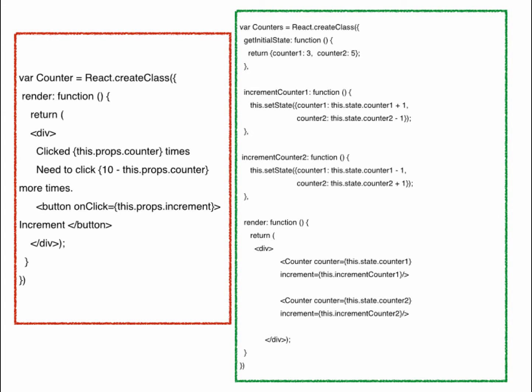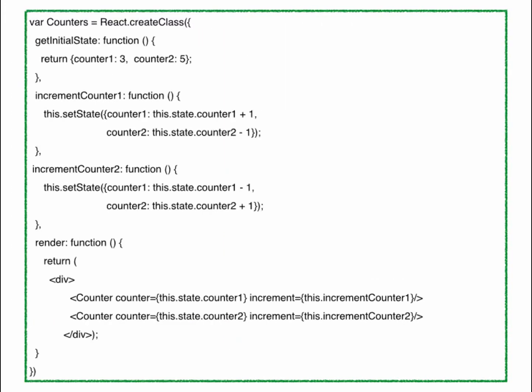So again, it will say, you click me this.props.counter times, not this.state.counter times, okay? And you need to click me 10 minus this.props.counter times, and so on. Now the real complexity is shifted to the counters components.